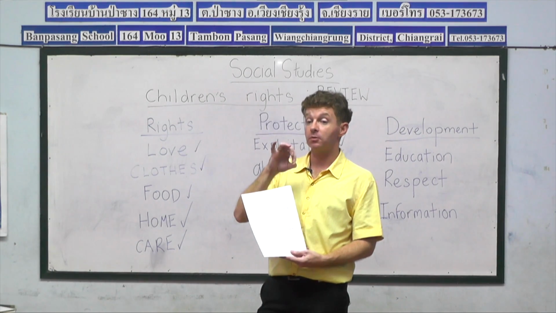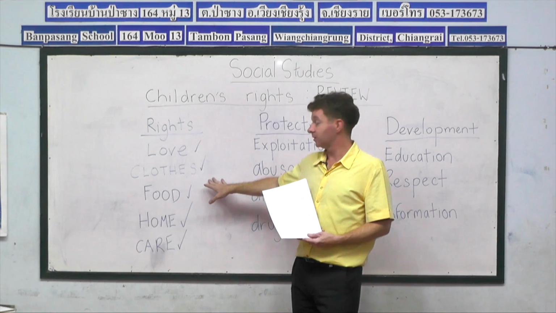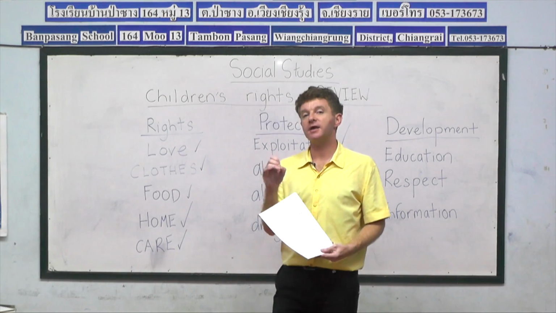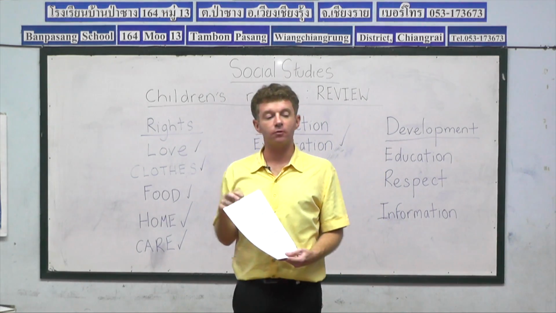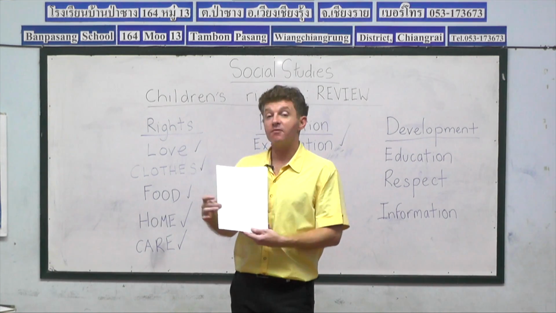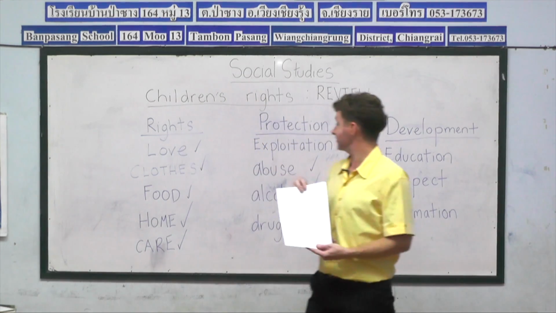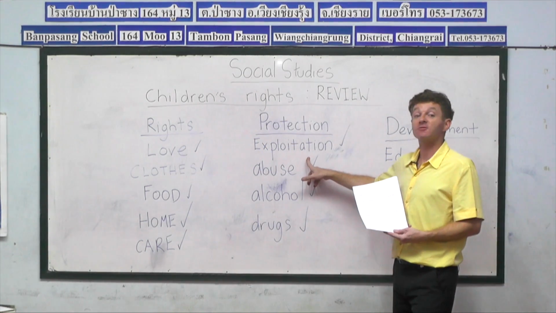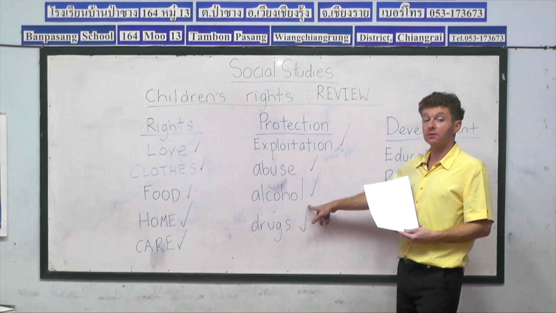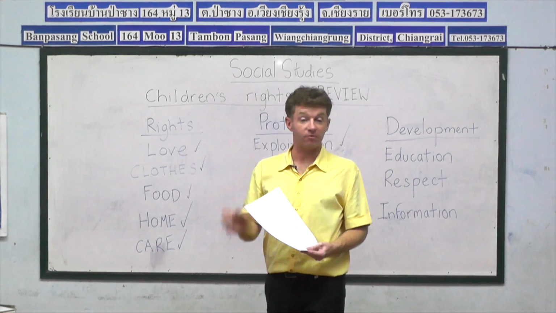The right to, and we have some examples here. Love, clothes, food, home, care. But try to think of some other ones too. Try to think by yourselves of some other children's rights. And then, the next section, 5 dangers. Things that children need to be protected from, such as exploitation, abuse, alcohol, and drugs. So think about some bad things that you need to be protected from.